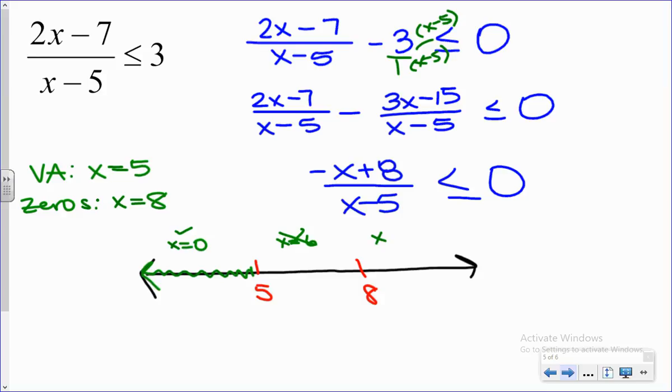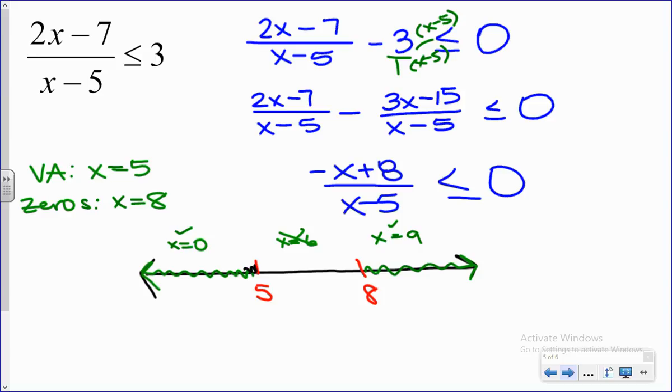Above 8, go as small as you can. I would pick 9 or 10 if you want, but don't get too out of control. Okay. If we plug in 9, we get negative 1 over 4. Is that less than or equal to 0? Okay, so now let's fix our number line.